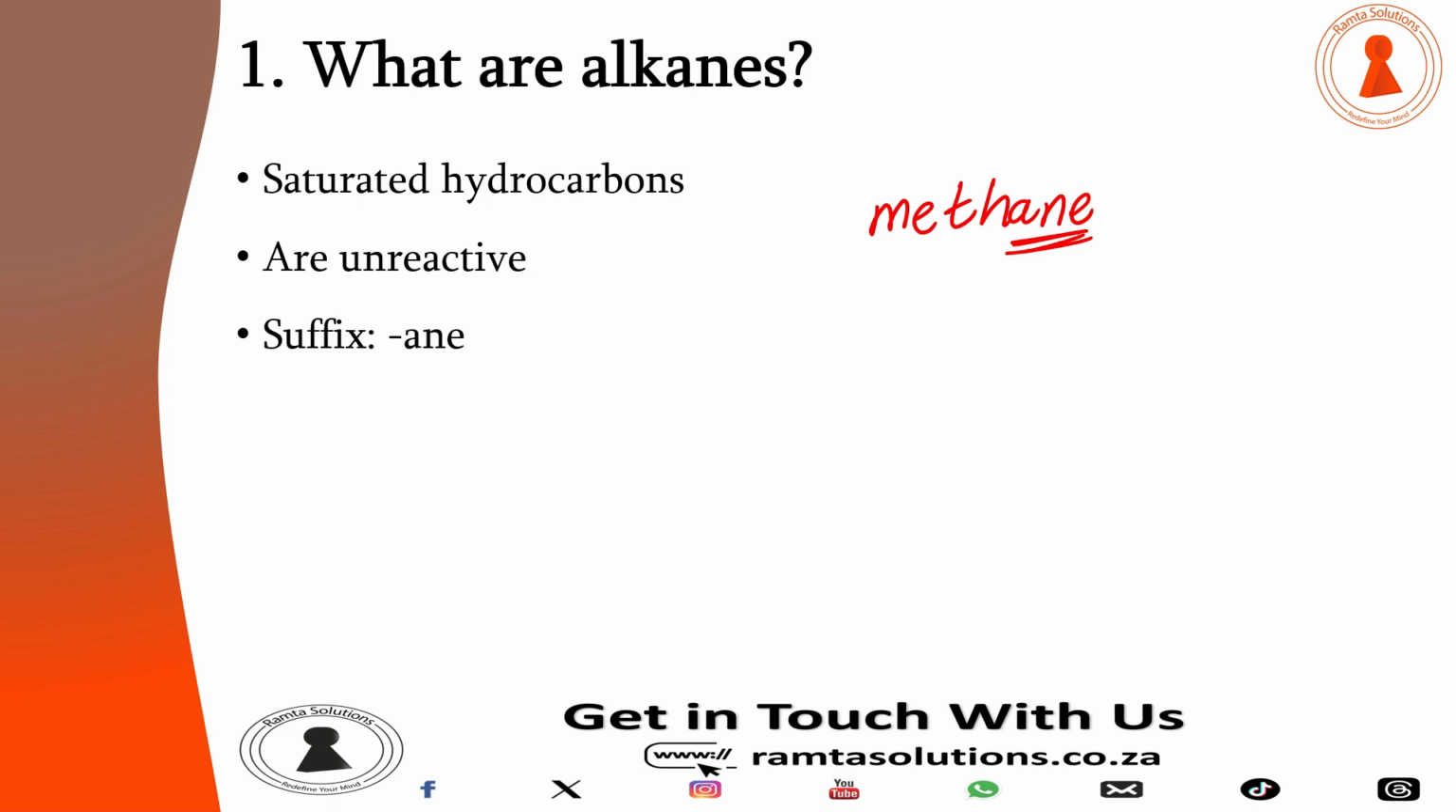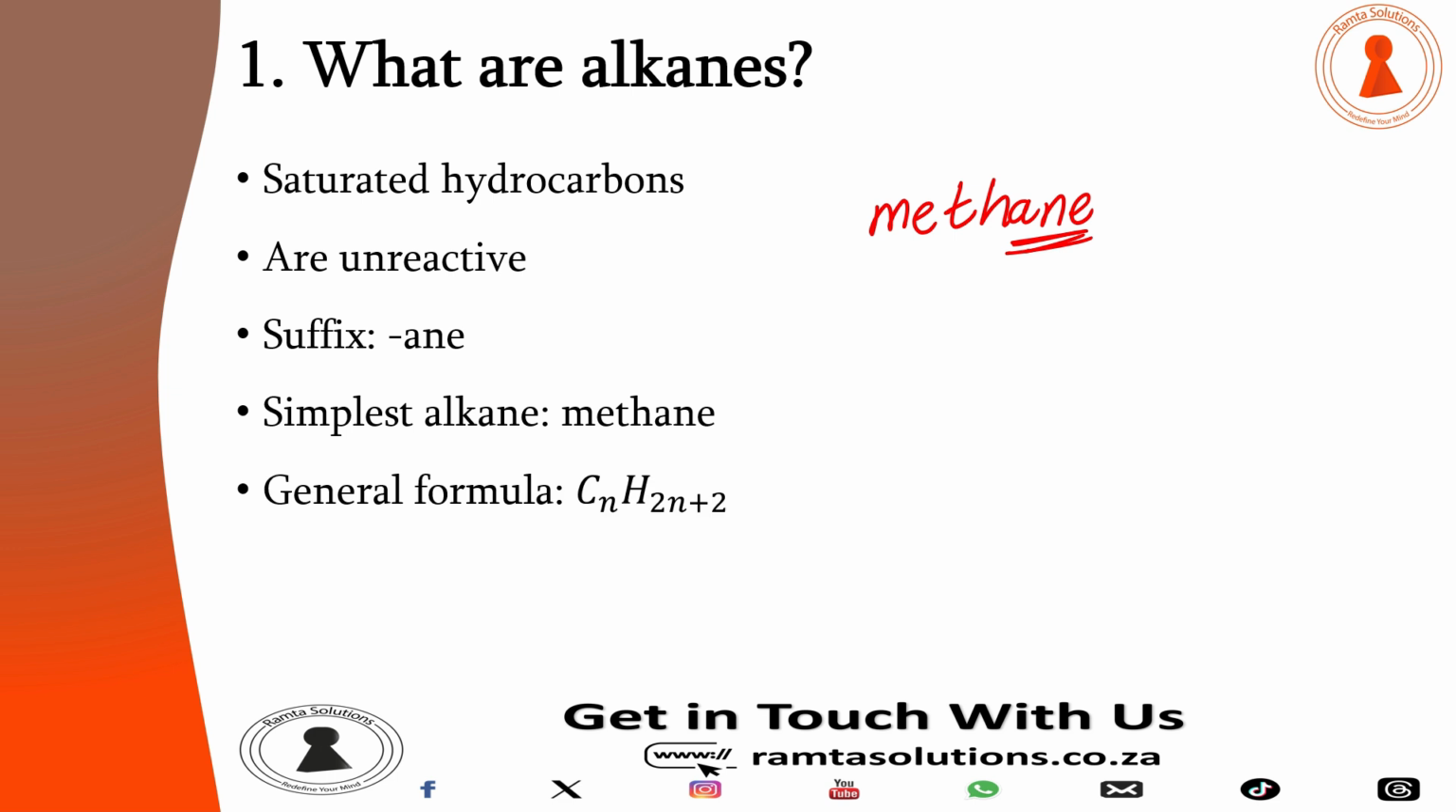Now their general formula is CnH2n+2. Remember, one of the properties of carbon is that it has 4 bonds. So you can imagine, if your carbon is 1, how many hydrogens will you have? You will have 4 hydrogens. So the n that you're seeing here is the number of carbons, and of course you start from 1.